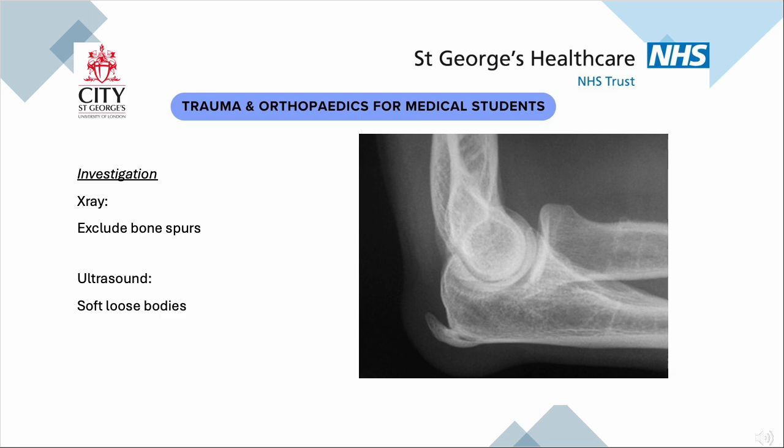Investigations should include an X-ray just to exclude things like arthritis and bone spurs. And if you're worried about loose bodies or anything going on in the bursa, then you can get an ultrasound, but this isn't commonly done.